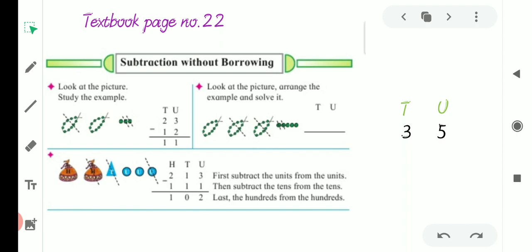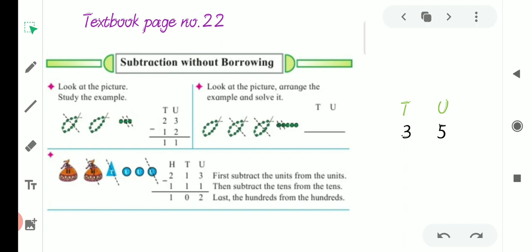So 3 tens and 5 units is given. Now look at this picture. Look in the units place. In all, how many beads are given? 5. And among that, how many beads are cancelled? 1 and 2. See, we can see 2 beads are cancelled.